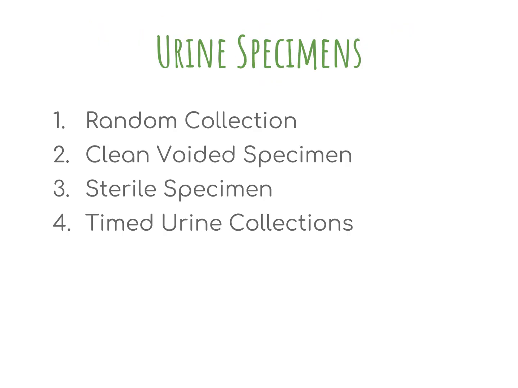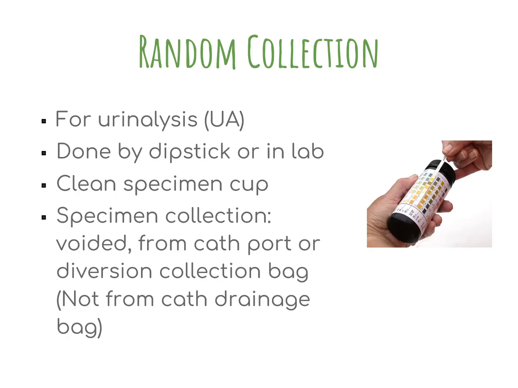The following slides are going to go over urine specimen collection. A random collection, as I mentioned in the previous slide, is for urinalysis. It's done by dipstick or in the lab. It can be a clean specimen cup, or a specimen collected voided from a cath port or diversion collection bag. This is not collected from the catheter drainage bag.